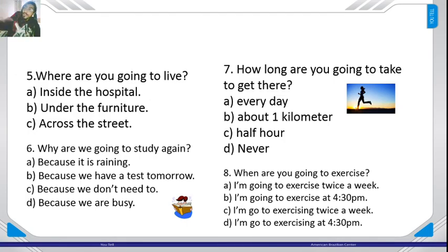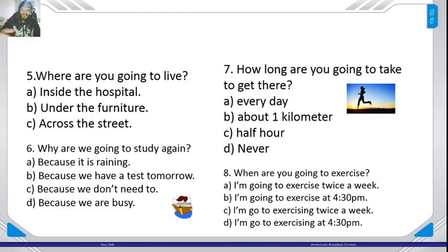Yes, we are saying across the street, do outro lado da rua. Né? If we say inside the hospital, we are saying no interior do hospital, dentro do hospital. Não mora lá, né? Não dá pra morar no hospital. Under the furniture, embaixo do móvel. Tem como morar embaixo do móvel? Não. Era uma brincadeira, era uma pegadinha. Então a correta era a letter C, across the street.